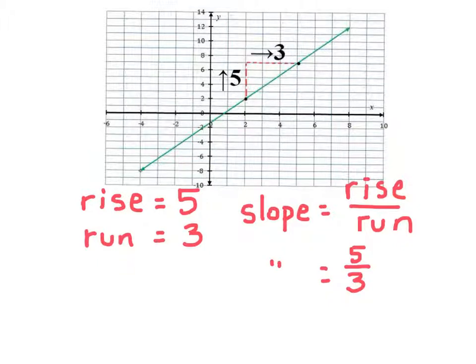Alright, so let's look at this line and calculate its slope. We can see from our picture that if we pick 2 points on this line and go up 5 in the y direction, that would be the rise, and over 3 in the x direction, that would be the run, the slope of this line would equal 5 over 3, or 5/3.